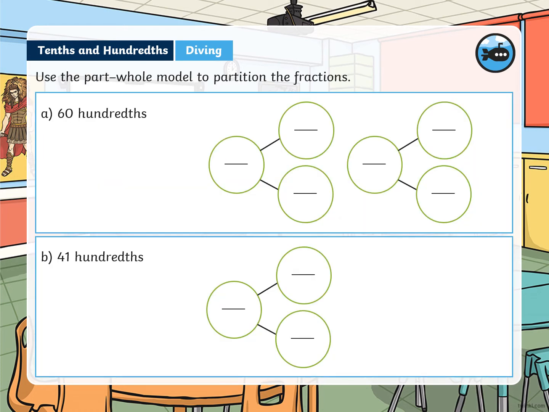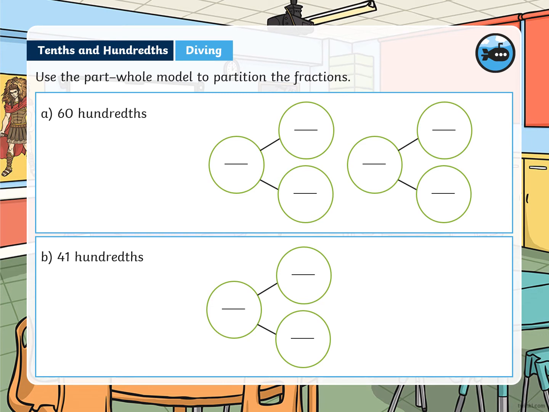Have a little go at these ones. You may want to pause the video before I explain. So 60 hundredths. So 60 over 100. How would we write that in these part whole models?